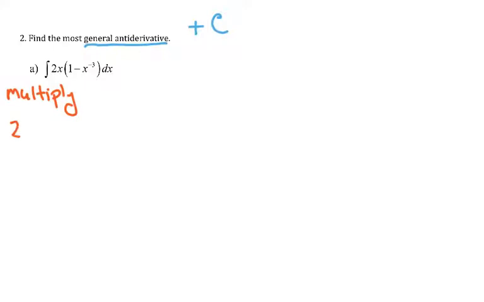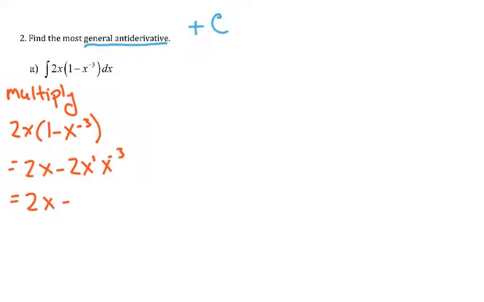So I have 2x times 1 minus x to the negative 3 power. Well, that will equal 2x minus 2x times x to the negative 3. And then we just simplify. Remember, there's a 1 here, and when we multiply, we add exponents, so this is 2x to the negative 2. Now, look what we can do.